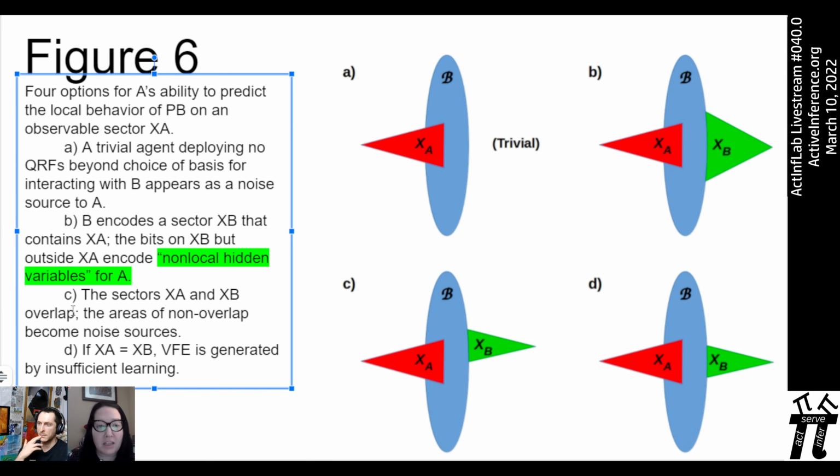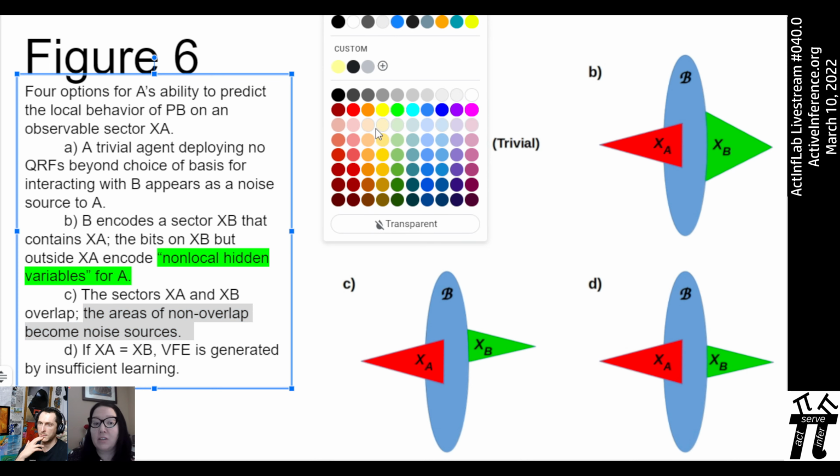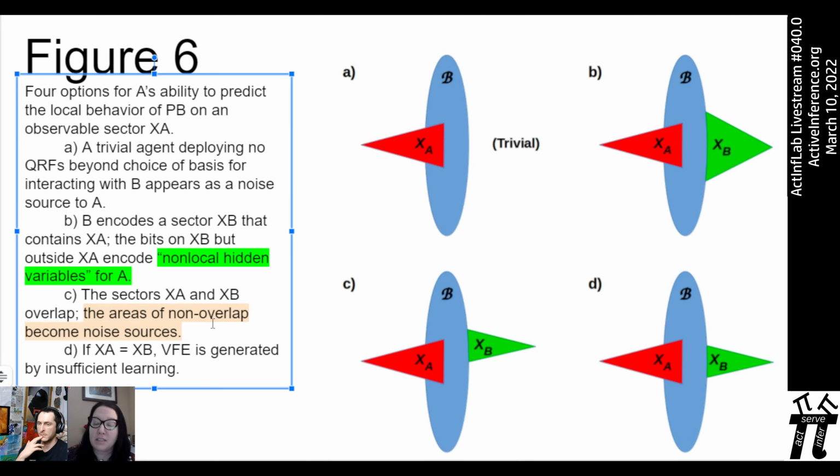And then in diagram C, the sectors of XA and XB overlap. The areas of non-overlap become noise sources. So here it's like, I can understand you when you speak English, but not when you speak Chinese. When you're speaking Chinese, we have this non-overlapping frame. Anyway, how do you think of that, Dan?